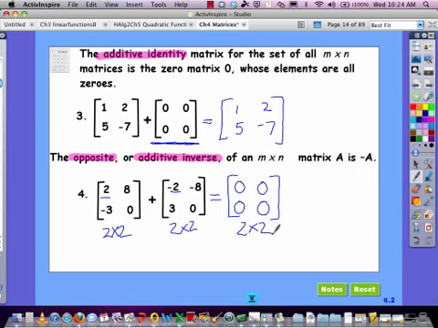And notice they say, if I started out with matrix A, its opposite or inverse matrix is said to be negative A. So just a little symbol, some new symbols to keep track of as we work with matrices.